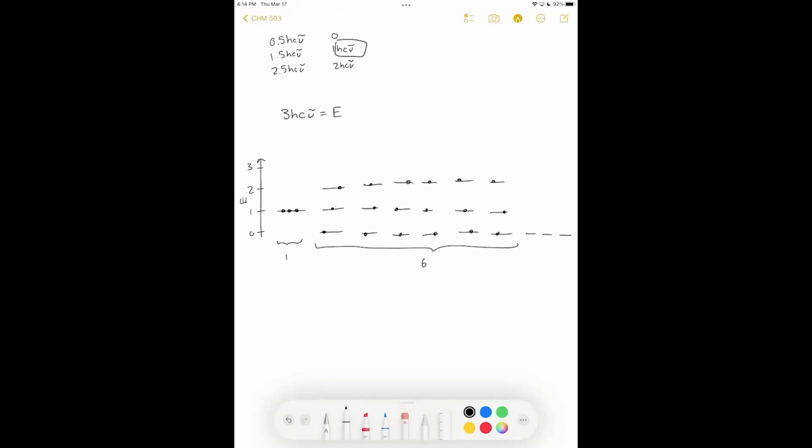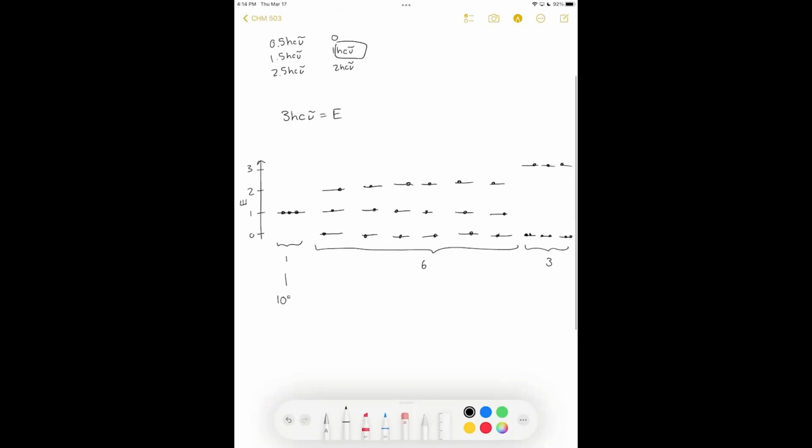And now I'm running out of space here on my screen, but there are 3 more that we can do, and those have 2 at 0 and 1 at 3. And since I have 3 oscillators, I could have any one of those being at the 3 state. So I have 3 different states. In this way, I could pretty easily calculate my likelihood of being in any of these states. I have a 1 out of 1 plus 6 plus 3, which is 10. So I have a 10% chance of being in this configuration, a 60% chance of being in this configuration, and a 30% chance of being in this configuration.